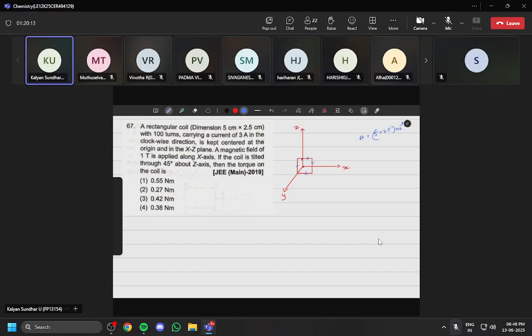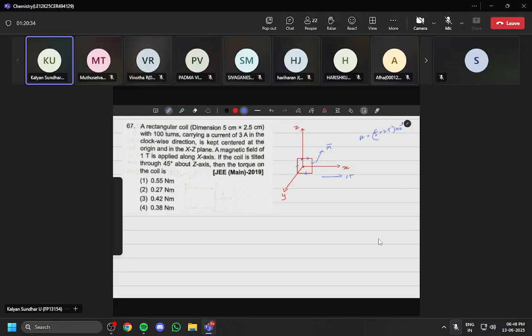Right? Now, it is being kept at the center. A magnetic field of one Tesla has been applied along the X axis. So this is your magnetic field direction, 1 Tesla, and the opposite direction is the M vector. Correct? Now what they are saying is that the coil is tilted through 45 degree about the Z axis, right?